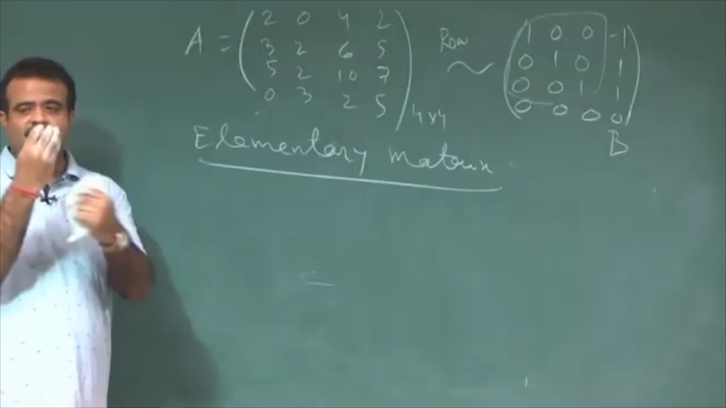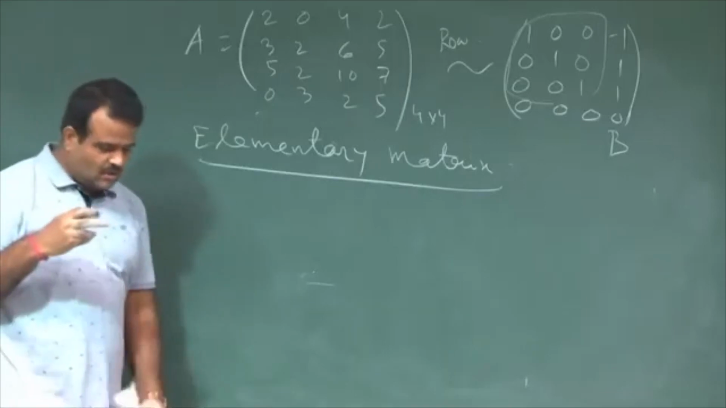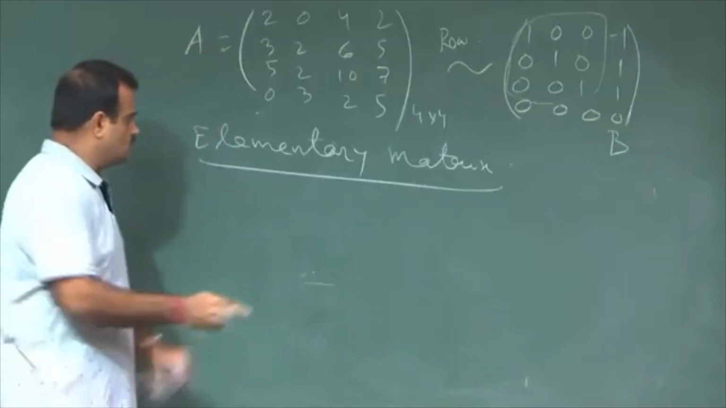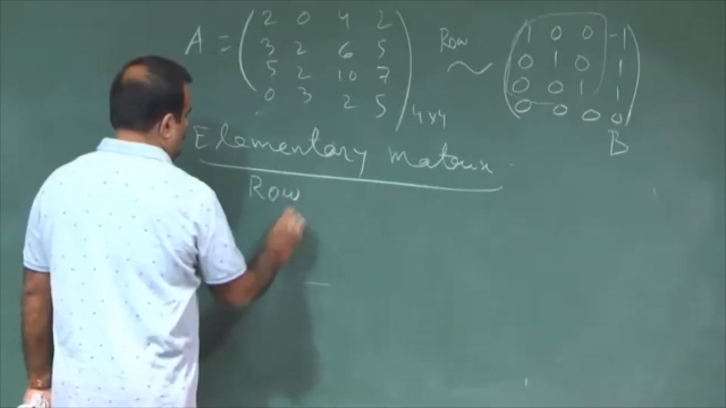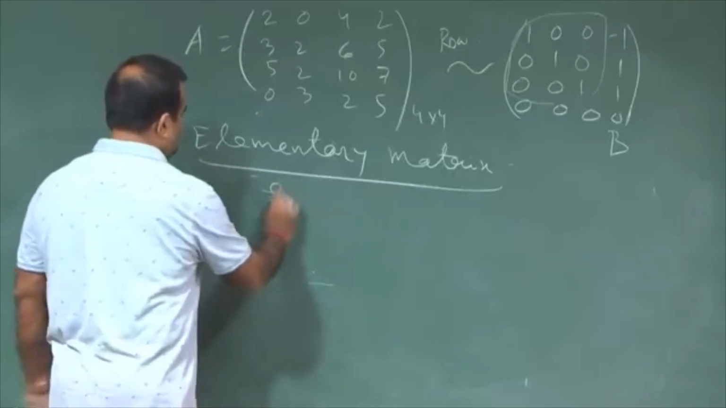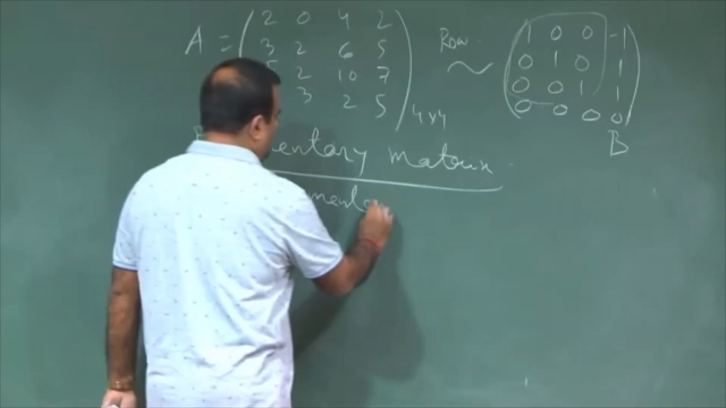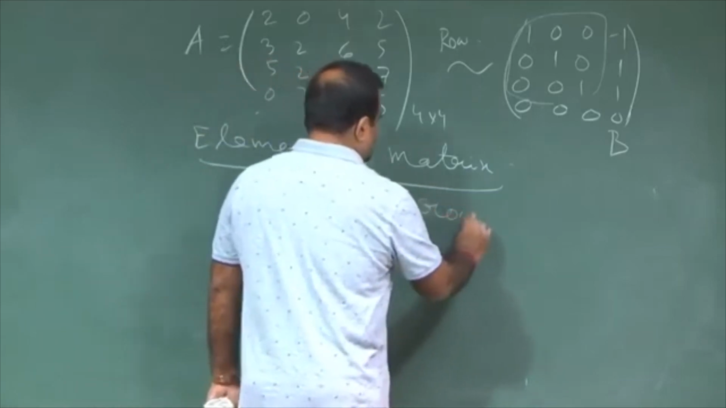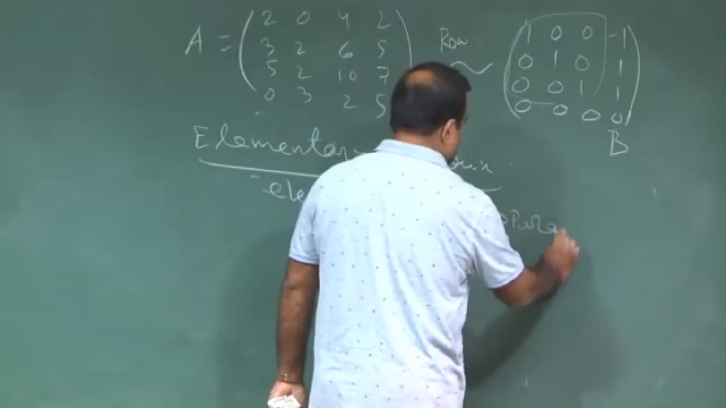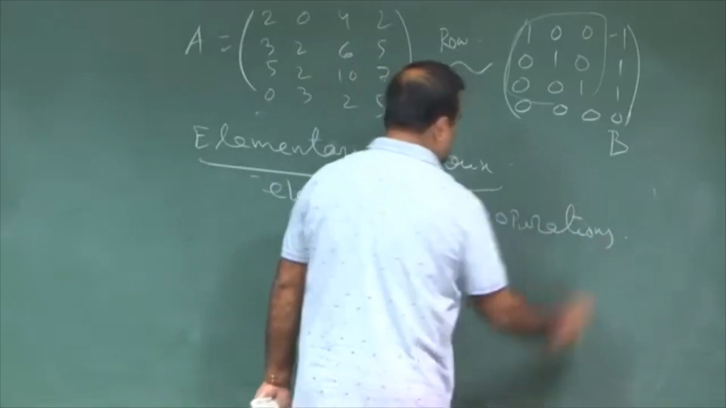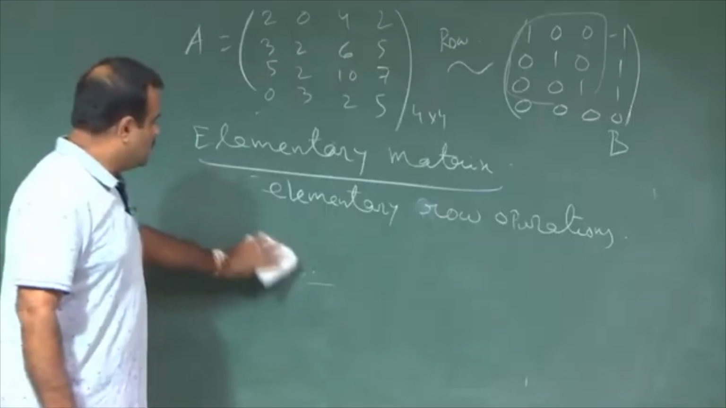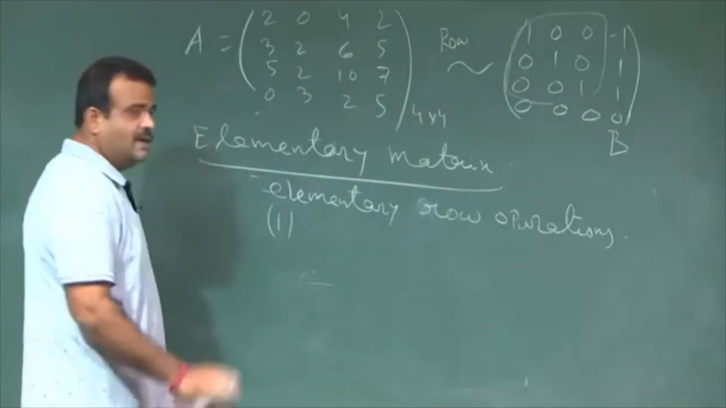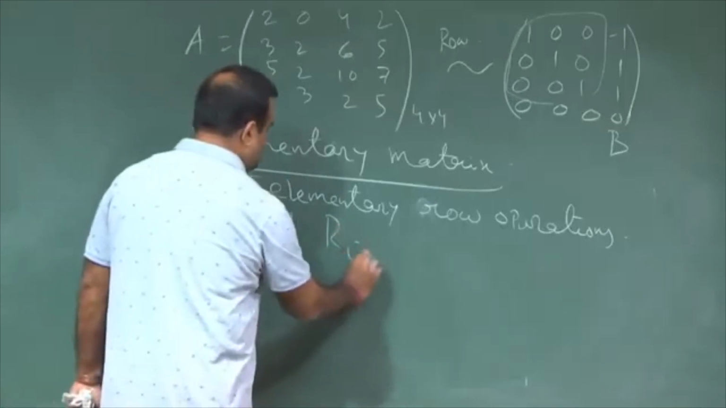Now, we have three types of elementary operations. One is exchanging the rows or columns. Okay, first we talk about rows. Yeah, we are considering the elementary row operations. Okay, so what is the elementary row operation? There are three types of elementary operations. First operation is exchanging the ith row and jth row.